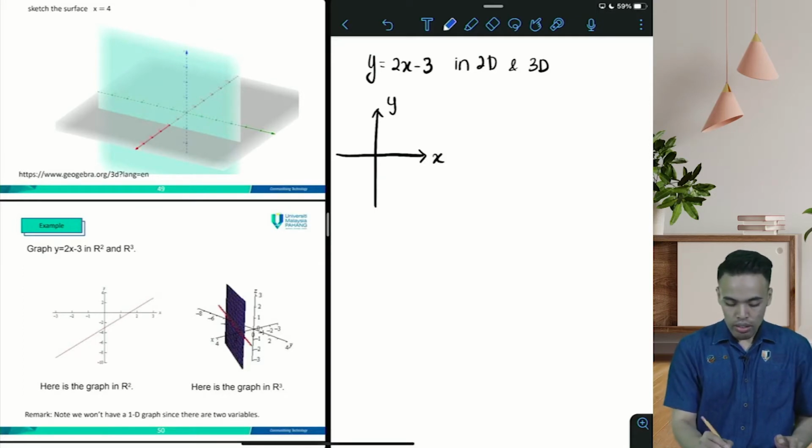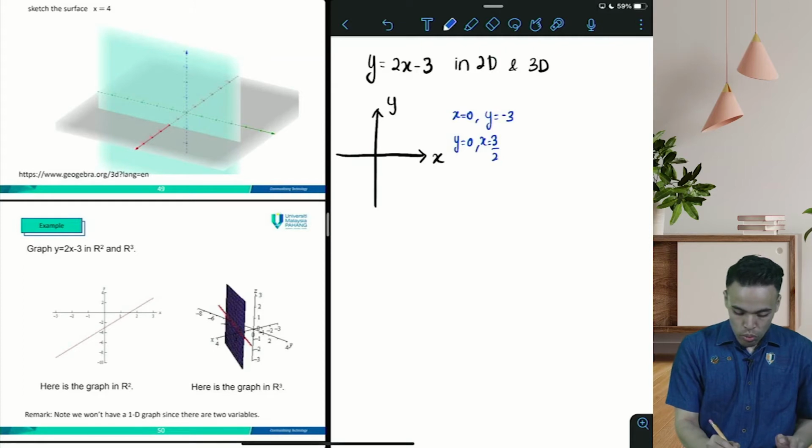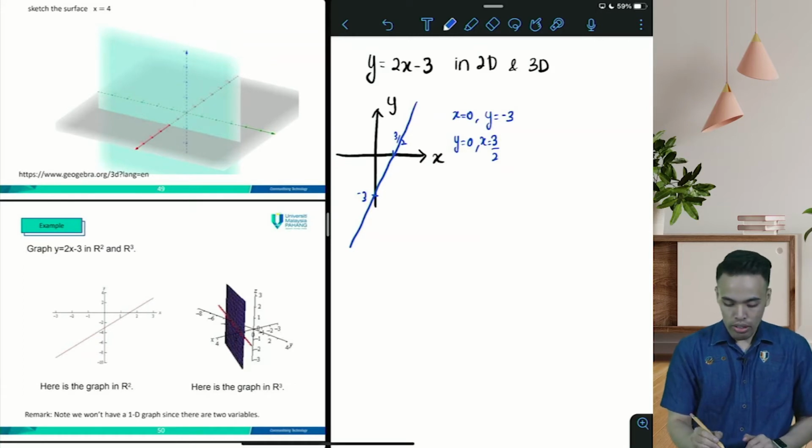So in this case, by letting x is equal to 0, y is equal to negative 3. And by letting y is equal to 0, x is equal to 3 over 2. So right now, maybe 3 over 2 is somewhere over here. Meanwhile, y is equal to negative 3 is maybe somewhere over here. So I will end up having this straight line in a two-dimensional coordinate system.